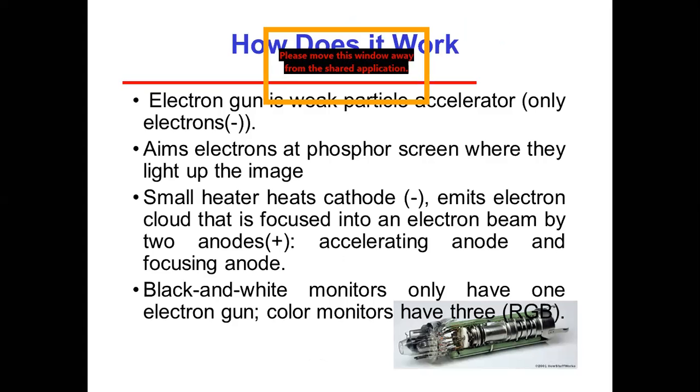So how does it work? There is an electron gun, as you can see, which aims electrons at the phosphor. There is the screen. There is a phosphor we use on the screen where they light up the image, so we can produce the light. A small heater heats the cathode, which emits electrons. Okay, and there are black and white monitors. Earlier they had only one electron gun. Color monitors have three. There are three colors, RGB.